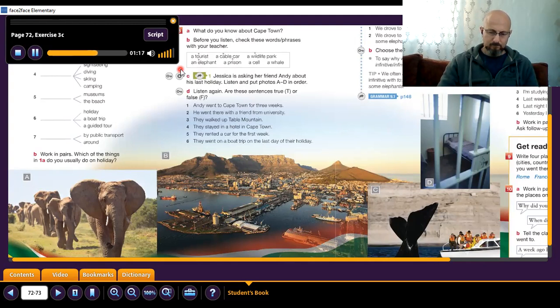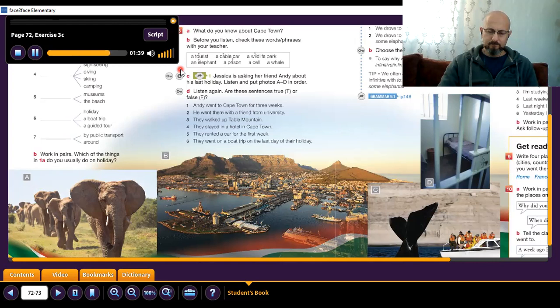For the first week, we travelled by public transport, and then we rented a car for the second week. We drove to a wildlife park to see some elephants. It was a beautiful place, and there were elephants outside our room every morning. Oh, that sounds fantastic. What else did you do?